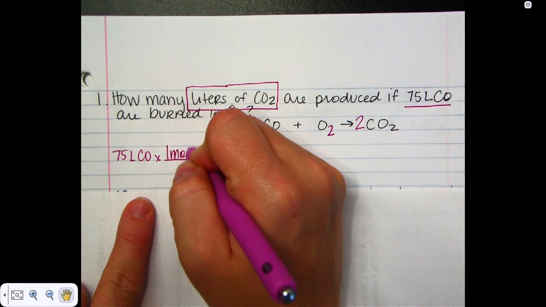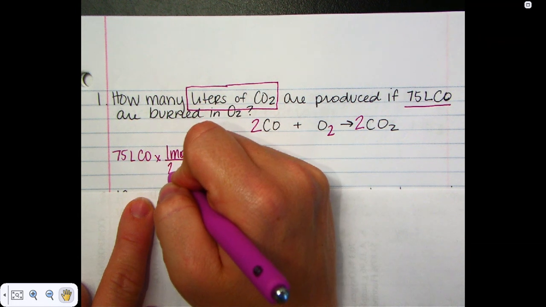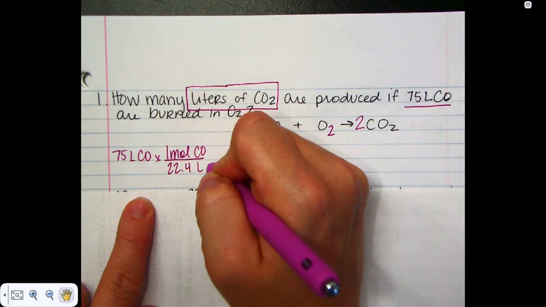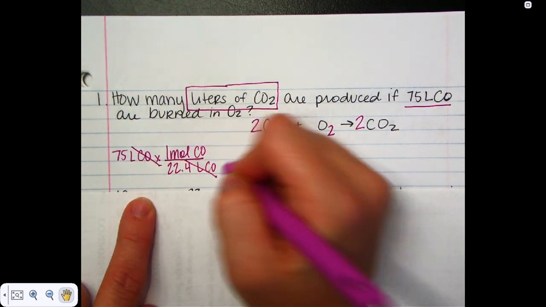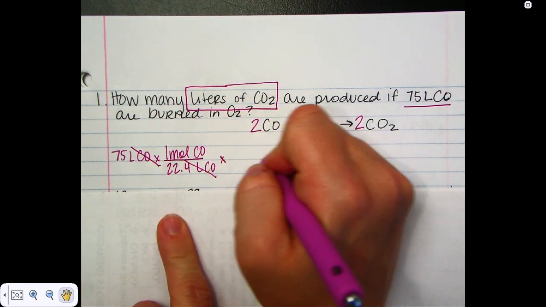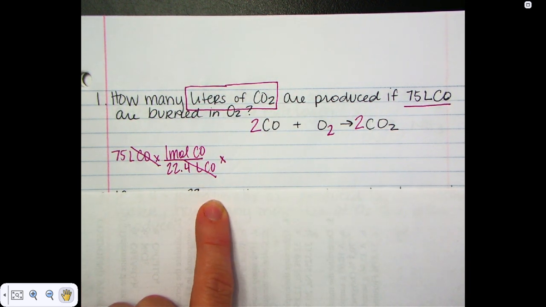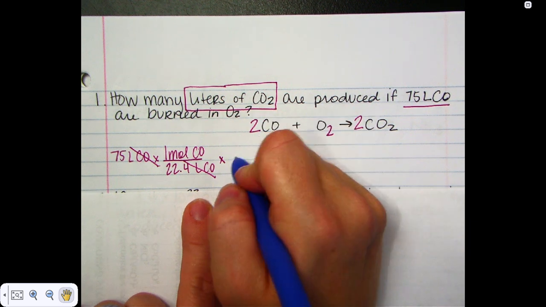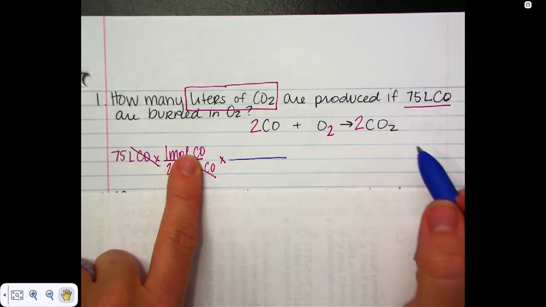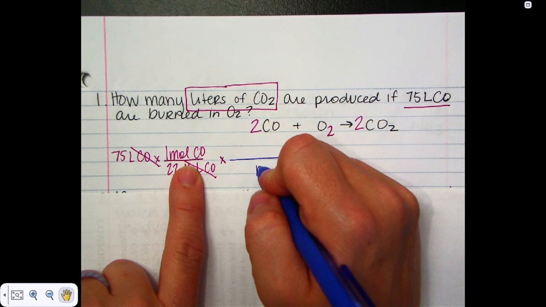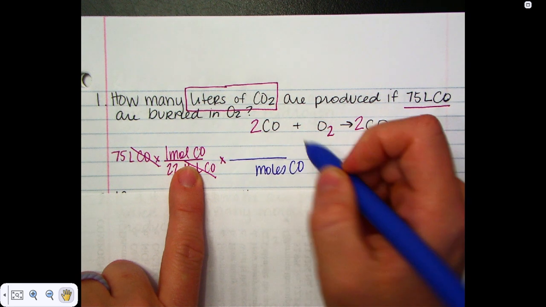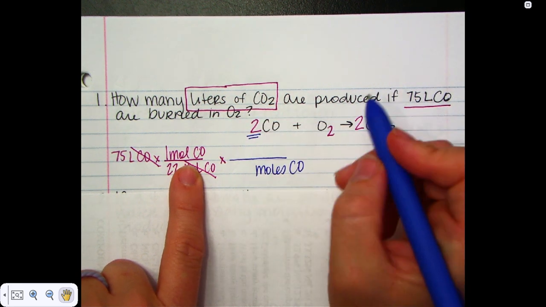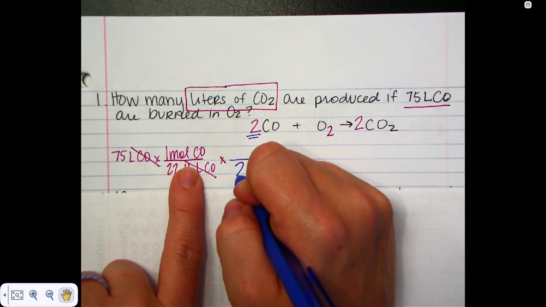1 mole CO over 22.4 liters CO. That gets me out of liters and into moles. Now I'm going to do my one new step, and I'm going to do this in a different color pen just so you can see the step. So I'm getting rid of moles of CO, so moles of CO go on the bottom. I go to the balanced equation. I'm going to pick up my coefficient for CO, which is 2.